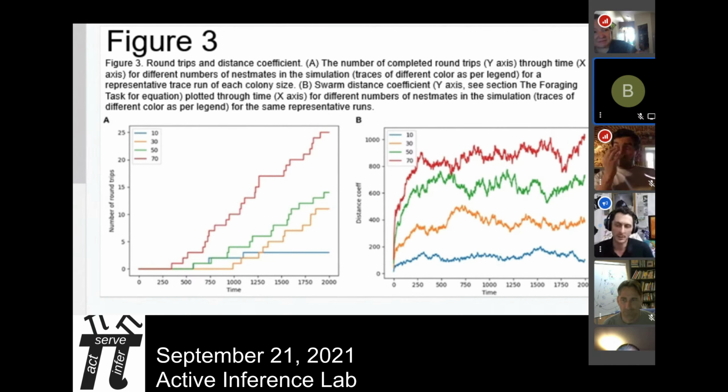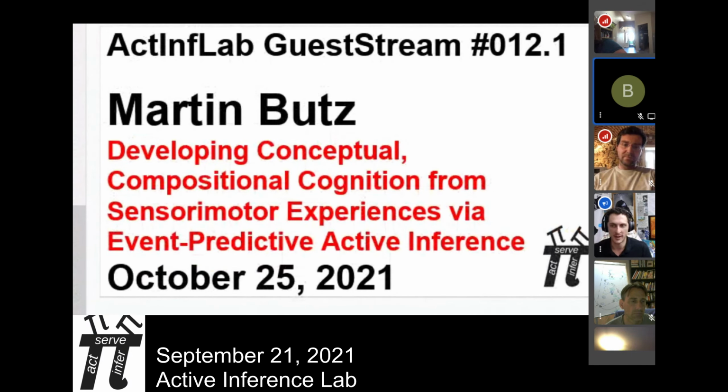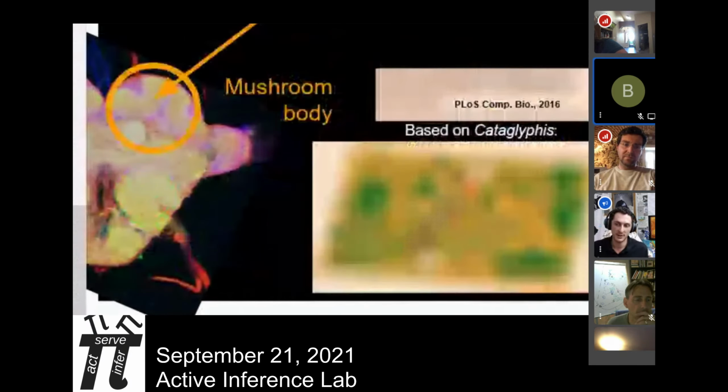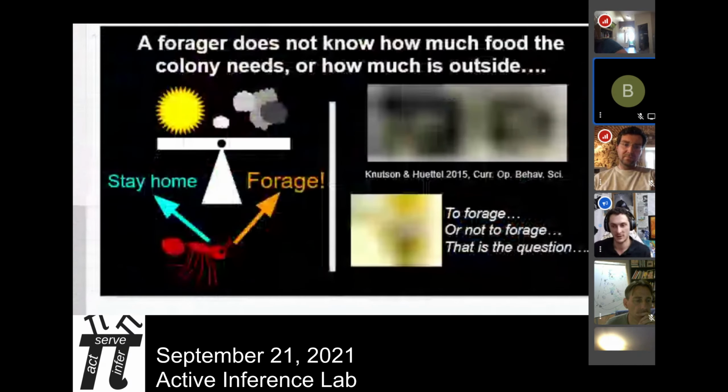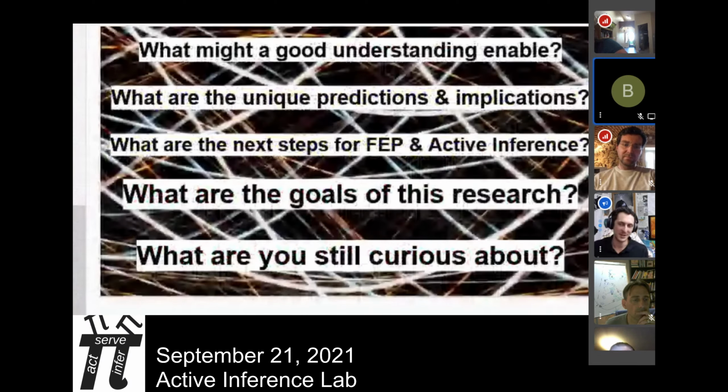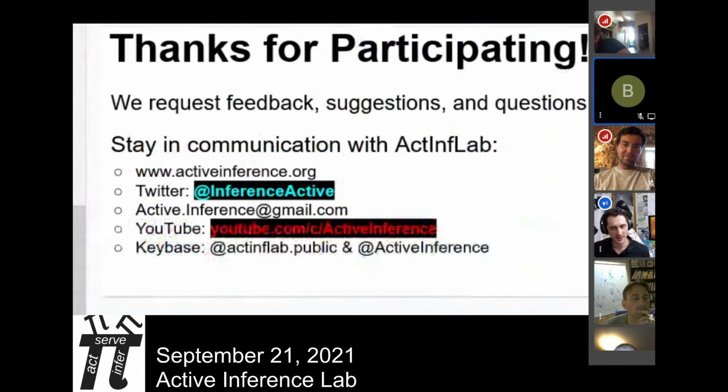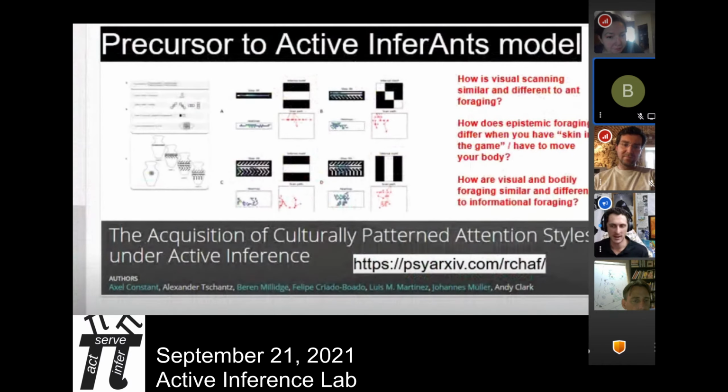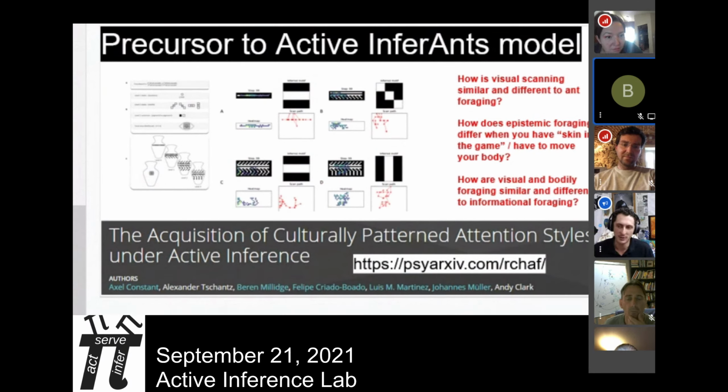The precursor model to active inference was actually on slide 53, the acquisition of culturally patterned attention styles under active inference. So this was a visual scanning, visual foraging model where the eyes scanned over pottery designs and there were cultural preferences for certain local motifs. And so it's kind of interesting that we almost stripped the cultural interpretation away to apply it to ants. And I do think that it could be reintegrated.